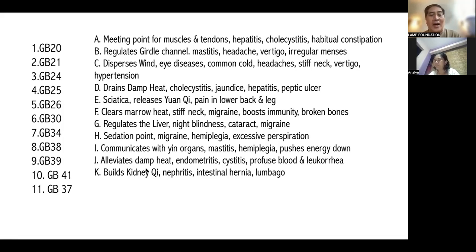Opo. Letter number 4, GB25. Number 4, GB25, letter K, builds kidney chi, nephritis, and intestinal hernia or lumbago. Okay. Ano pong category ang gallbladder 25? Why do we use it as a point to build the kidney? GB25 po, it's the front move point of the kidneys. Very good. Wow, I'm so proud of you.